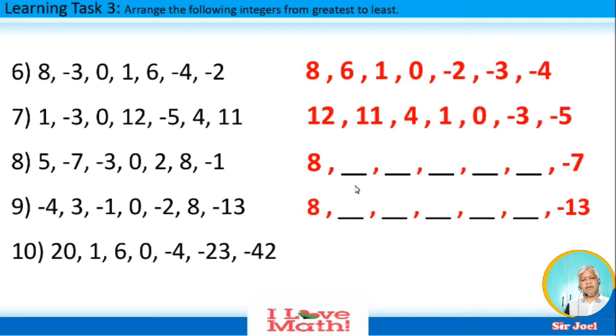Next, number 10, we have 20. And the last is negative 42. So, that is the least value. Ang greatest dito ay 20. Tapos, ang least value ay negative 42. So, tatandaan, ito ay from greatest to least. Malaking value hanggang sa pinakamaliit na value. Base sa given. Okay? So, this is it.